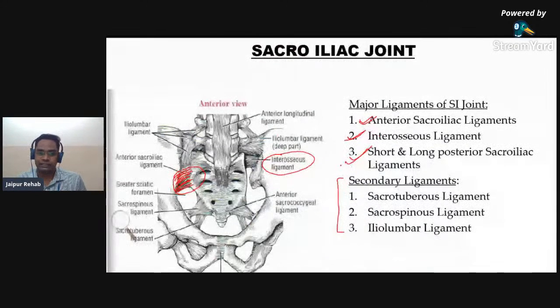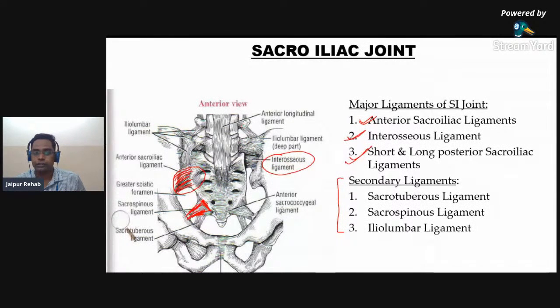Sacrospinous ligament is another ligament. I can show you that also from here. It attaches onto the spine. It starts from the ILA of the sacrum anteriorly and it attaches onto the spine of the ischium here, right? The other one is the iliolumbar ligament.